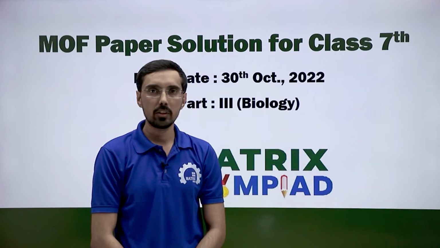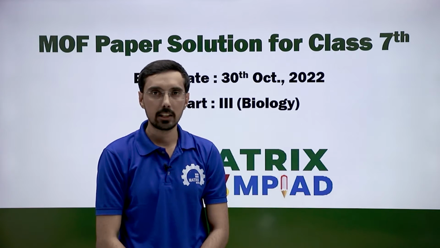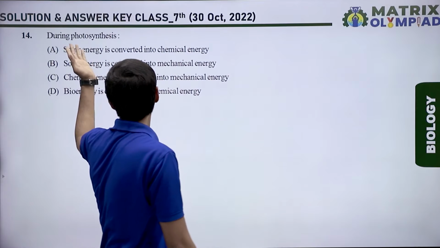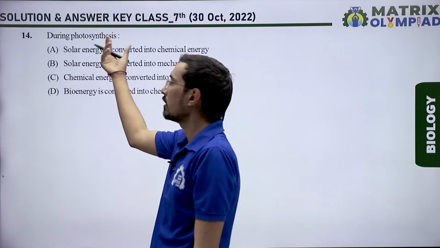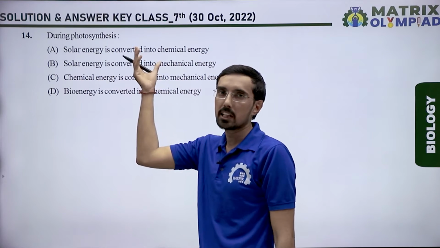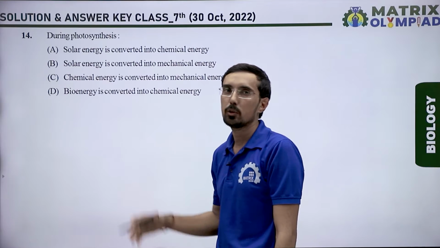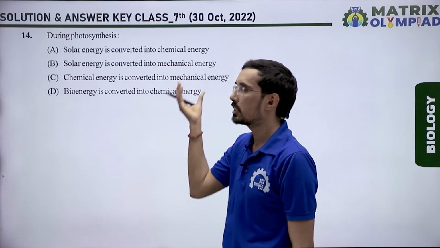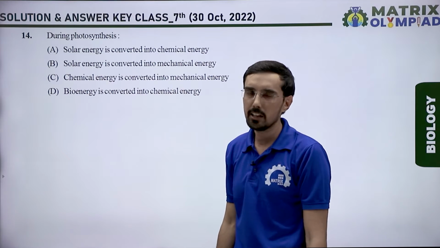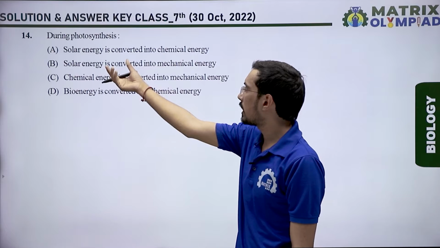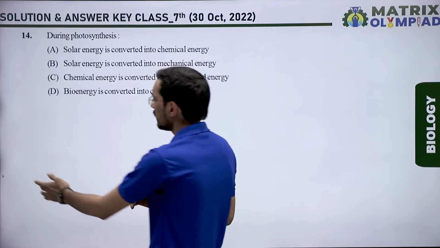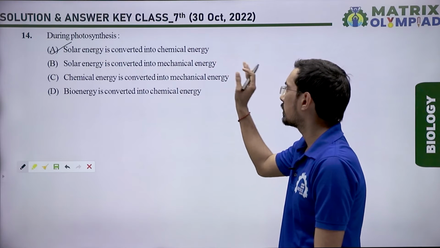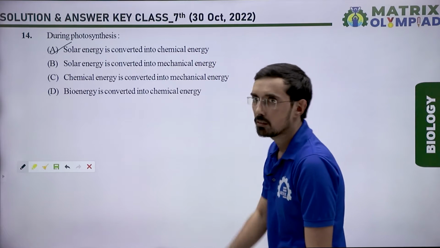Hello students, today I will discuss the MOF paper solution of class 7th Science Part 3 Biology. Our first question is, during photosynthesis, as we all know, photosynthesis is the process by which plants make their own food, in which they utilize as raw material sunlight, carbon dioxide and water, and it converts into molecules known as glucose and oxygen. So our given options are, solar energy is converted into chemical energy. So our correct answer is solar energy converted into chemical energy in the first option.